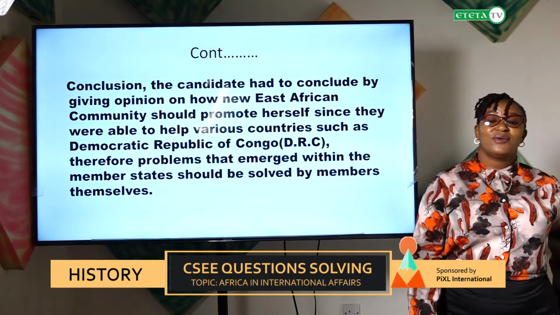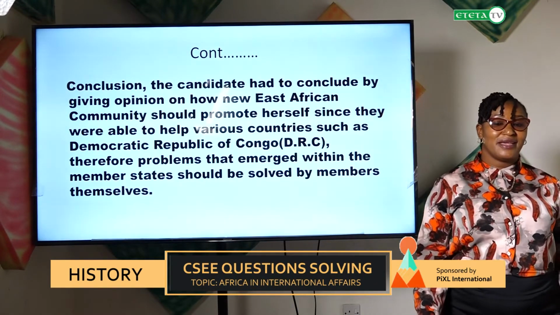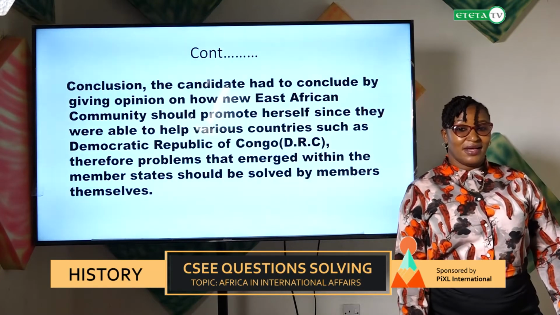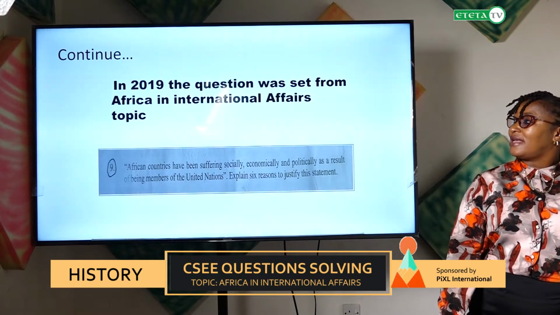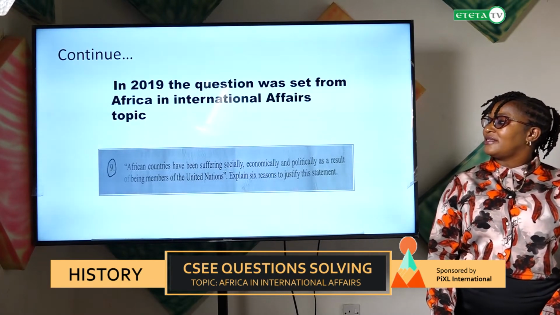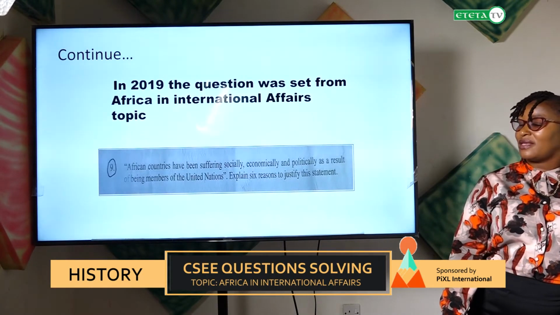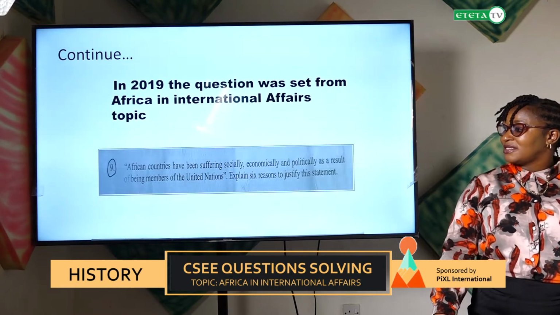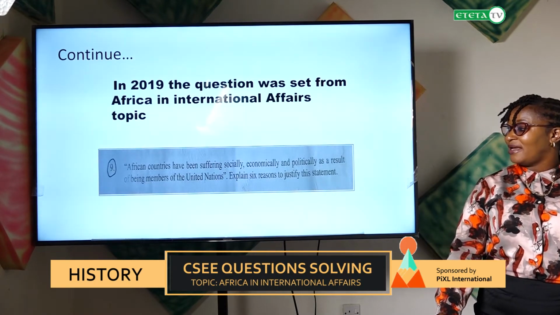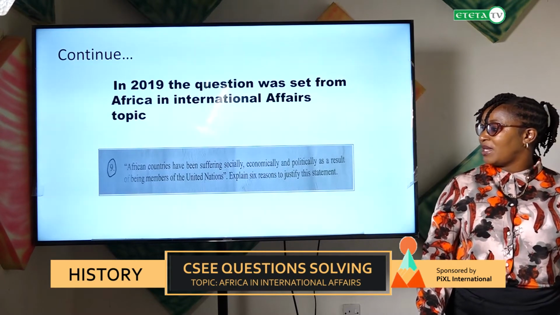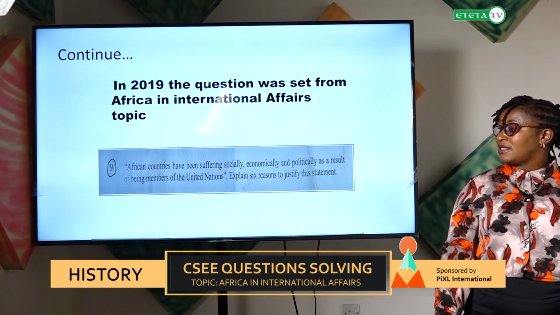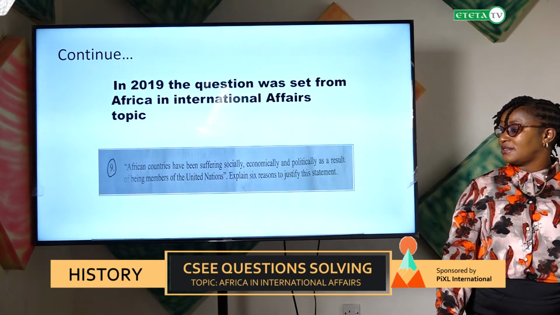So by doing this, the students were in a position to score high marks. In 2019, the question was set from the African in International Affairs topic. African countries have been suffering socially, economically, and politically as a result of being members of the United Nations. Explain 6 reasons to justify this statement.